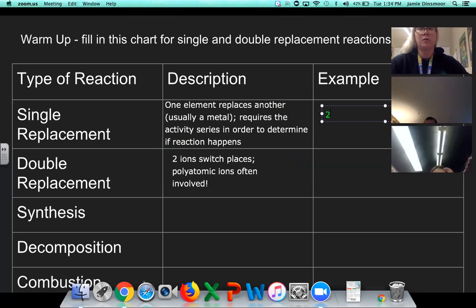All right, so I've already started filling stuff in here. You do not have to write the same thing as me. In fact, I'm going to ask you to share what you wrote. But hopefully you've gotten your chart set up either in a Google Doc or on a piece of paper, and you are working on your description and your examples.